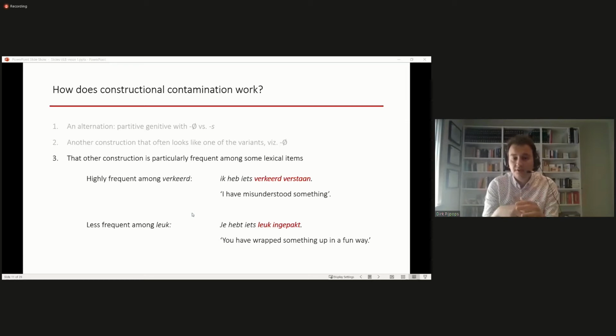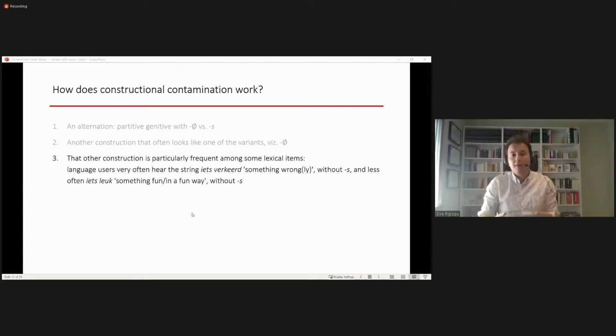While it's much less frequent with, say, leuk, fun. It's possible in principle, right? You can have sentences such as, je hebt iets leuk ingepakt, you've wrapped something up in a fun way, but in practice, they're a lot less frequent. So less frequent with leuk. Now that means that language users very often hear the string iets verkeerd, something wrong, without the S, in other constructions that superficially resemble partitive genitives, and they less often hear iets leuk without the S ending in other constructions. So they've become really accustomed to hearing iets verkeerd without the S, but less so iets leuk.